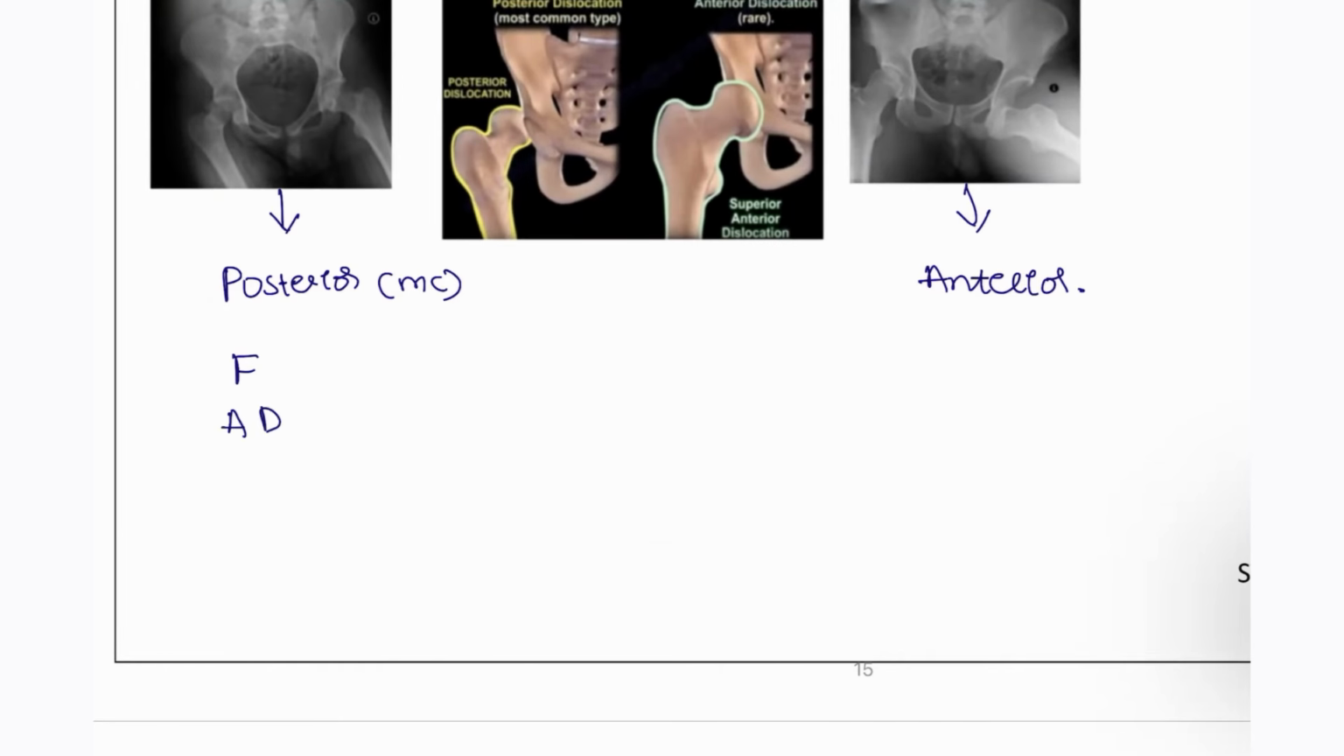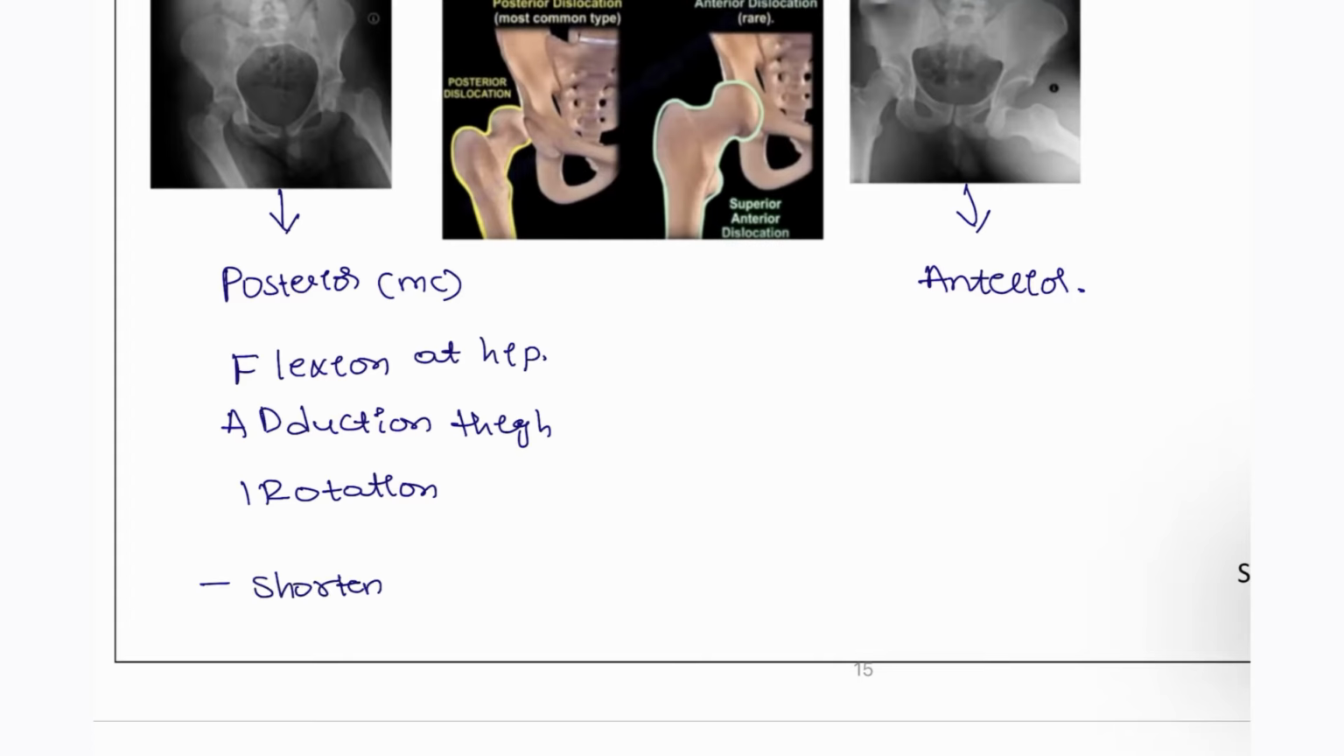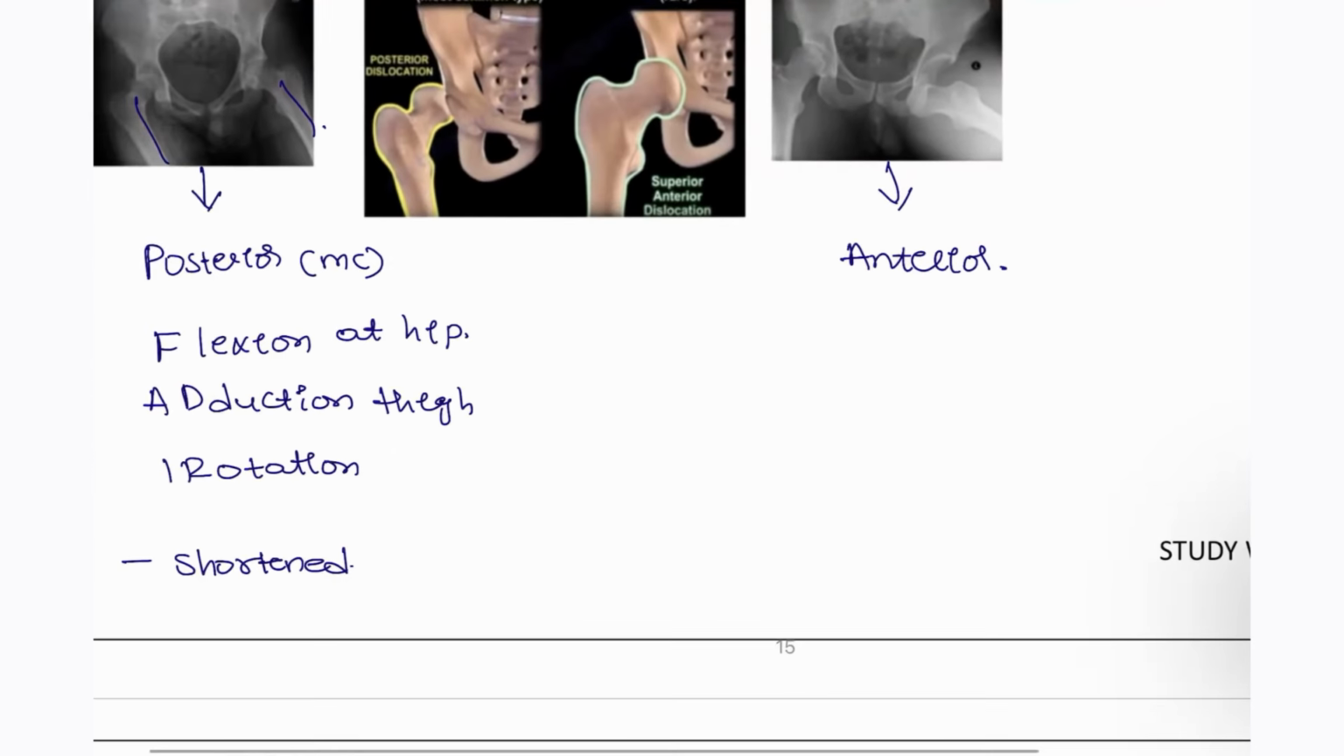FADIR means abnormal movement: flexion you are going to see, adduction at the thigh region, and internal rotation. So adduction at the thigh, flexion at the hip, this is what you are going to see. And how about the length of the leg? It will be shortened. So this is what you are going to see for the posterior dislocation.